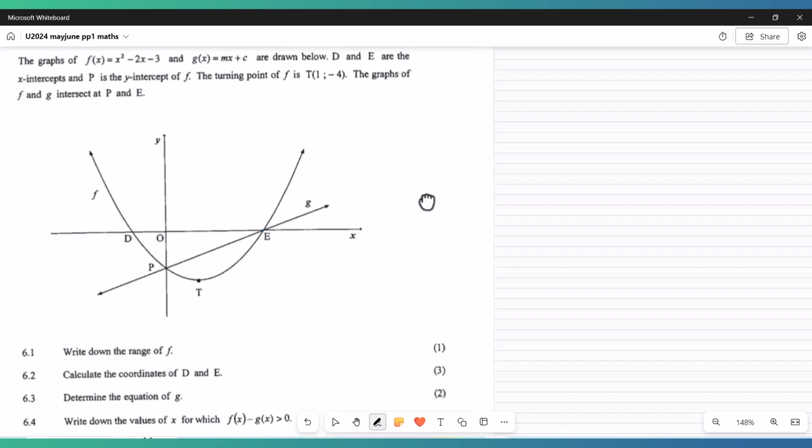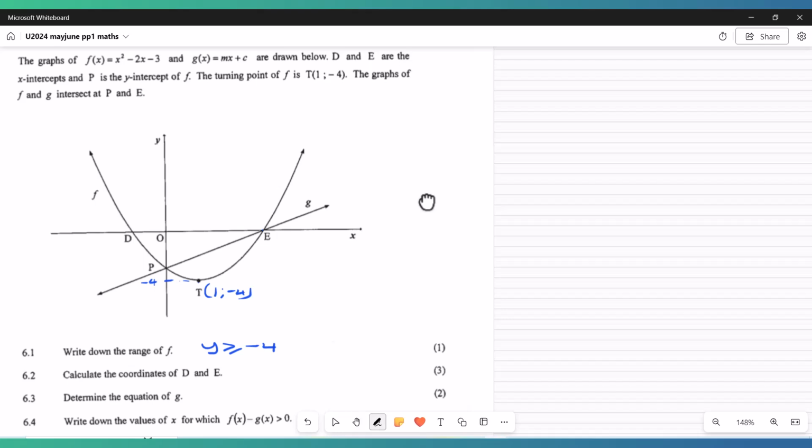Write down the range of f. Now the range of this parabola is the set of y values for which the function is defined. So our T, they gave us what? They gave us (1, -4). Meaning that this point here is going to be -4. So as you can see that our parabola is going up starting from -4, on the y-axis. So it means that our range is going to be all the y values which are greater than or equal to -4. That's our range.